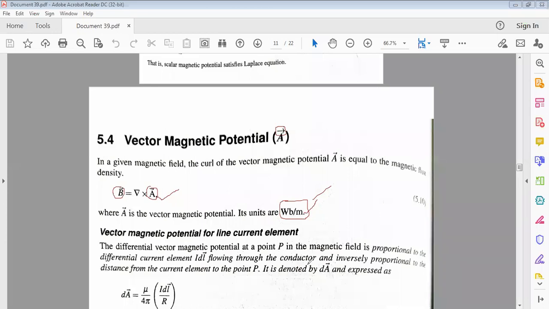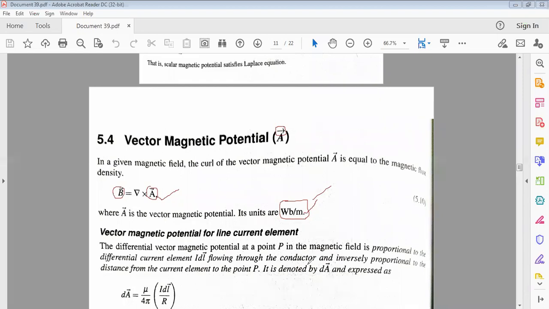Did you get it? Okay, it is very important. The relation between B equal to del cross A, okay, the same is asked in many competitive examinations. That is the vector magnetic potential and magnetic flux density B. Okay, B equal to del cross A.